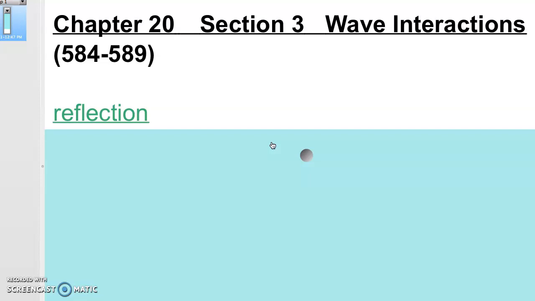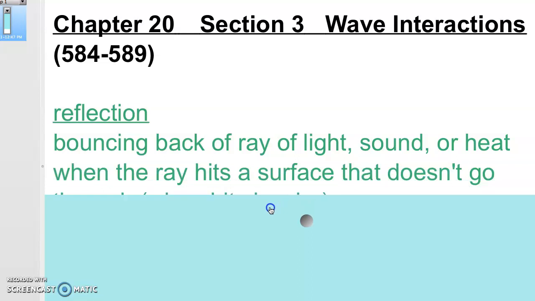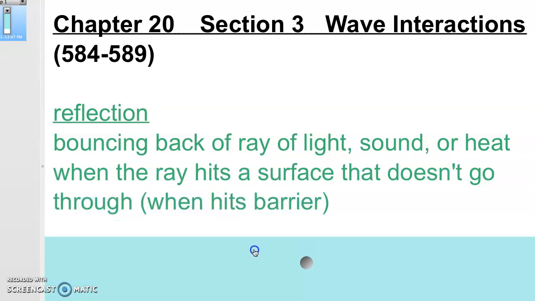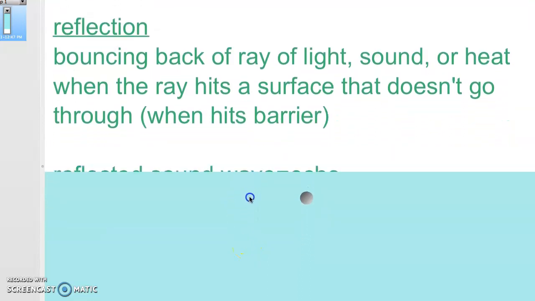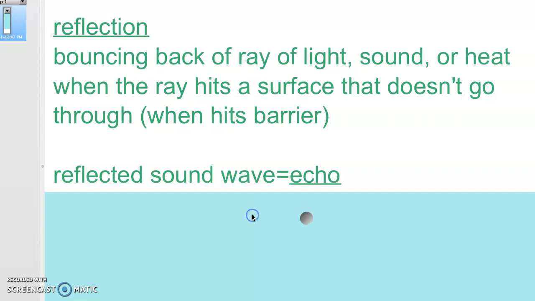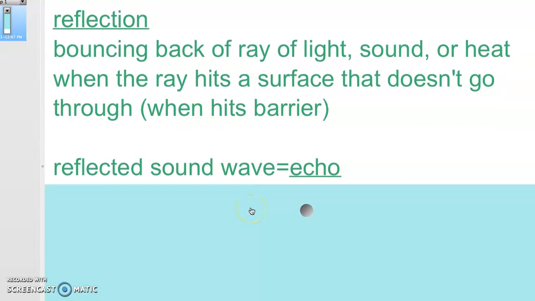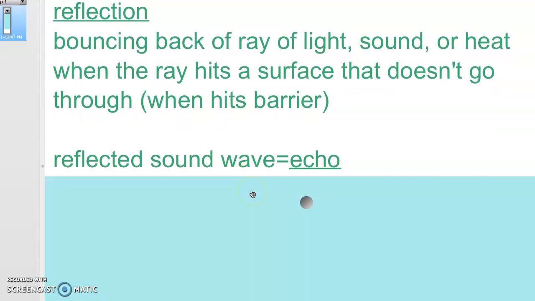So a reflection, which you guys probably use in your everyday life and you've experienced, is when a ray of light, sound, or heat wave hits a surface and it doesn't go through it, so it bounces back off of it. So it's hitting a barrier and it hits back. And then you guys are familiar with echoes. A great example of a reflected sound wave is an echo. So you guys have experienced that in areas like maybe an auditorium or a gym where it's a big, giant open area.